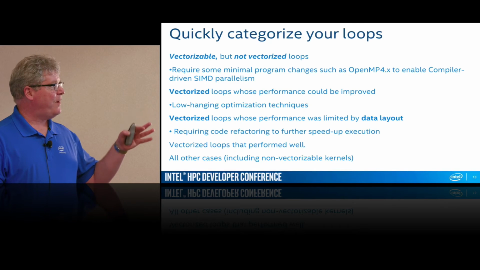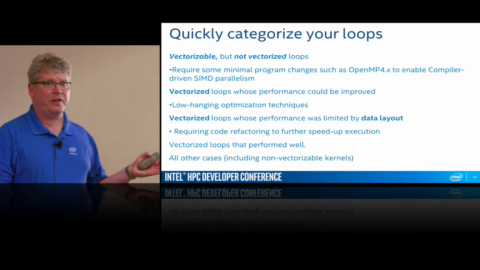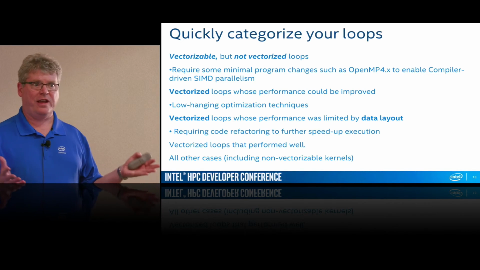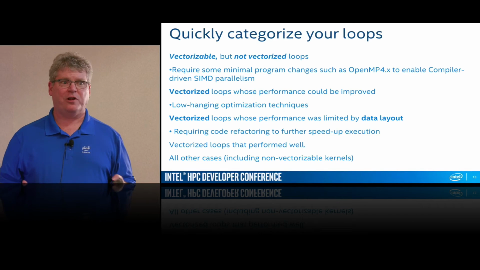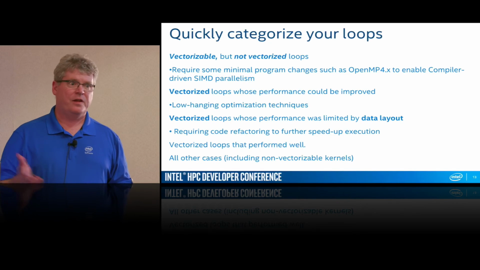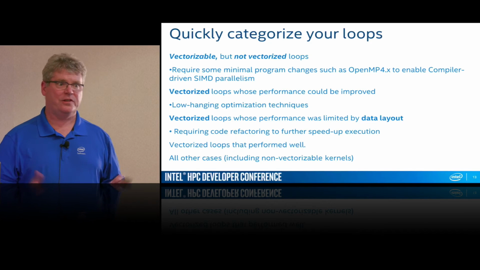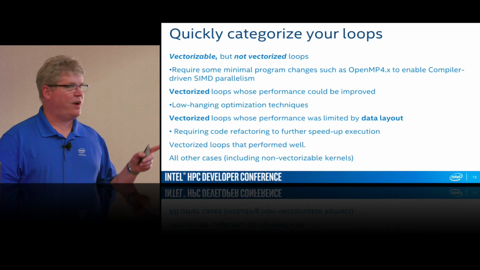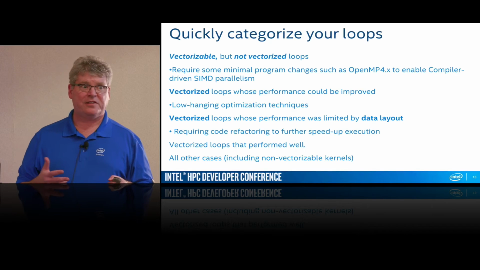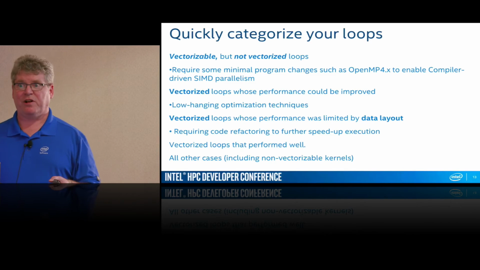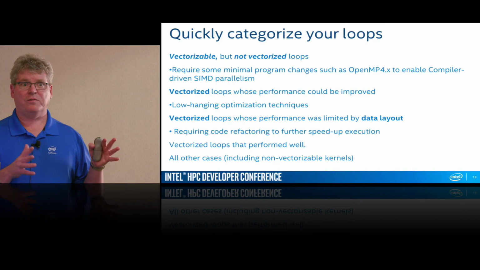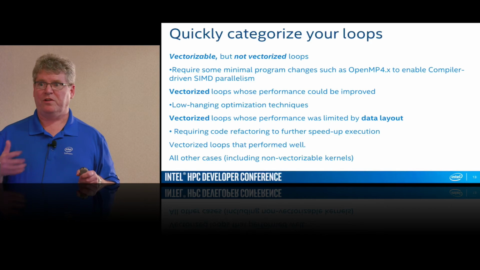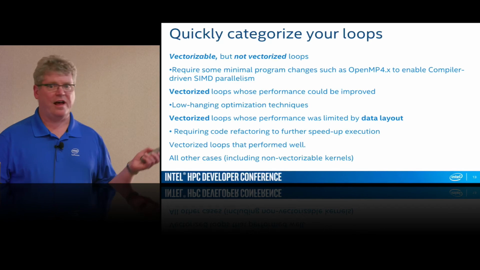So just to add these two final categories: vectorized loops that perform well. If something's vectorized at a high efficiency, in your case, you're done. If you have a lot of other loops that aren't vectorized or are vectorized at a low efficiency, the ones that are highly efficient shouldn't be a concern to you. All other cases, including non-vectorizable kernels: a lot of times, some algorithms are inherently difficult to vectorize. This talk is mainly concerned with finding opportunities to vectorize and to increase the vectorization, so I'm not going to be concerned too much about these last two bullets.